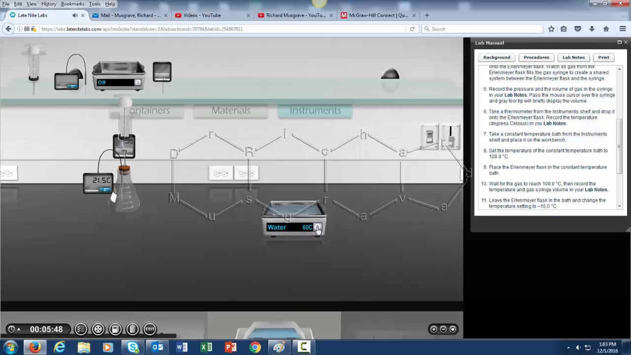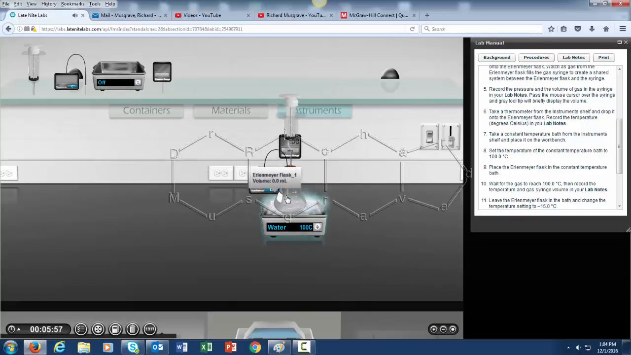So just keep on clicking it until you get to 100. There we go. So it's at 100. And then what we do is we place the Erlenmeyer flask in the constant temperature bath. Now what's going to happen, of course, is that the flask is going to get heated and the gas is going to get heated. But here's the thing. The gas will only ever reach the temperature of the constant temperature bath. It's not going to go any higher than 100. And that's it. But you'll see it goes up, keeps on going, keeps on going.